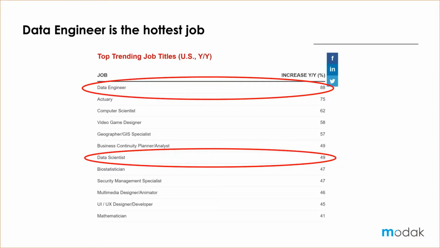And then it is growing. If you see the year-on-year growth, the data engineer job titles, what the enterprise or the industry needs, have grown year-on-year at 88%, whereas the data scientist has only grown at 49%. So what essentially I'm telling you is, data engineer is the hottest job. And why would that be?